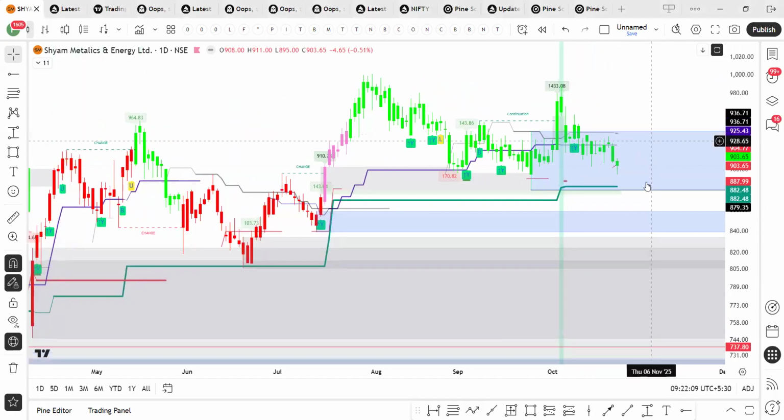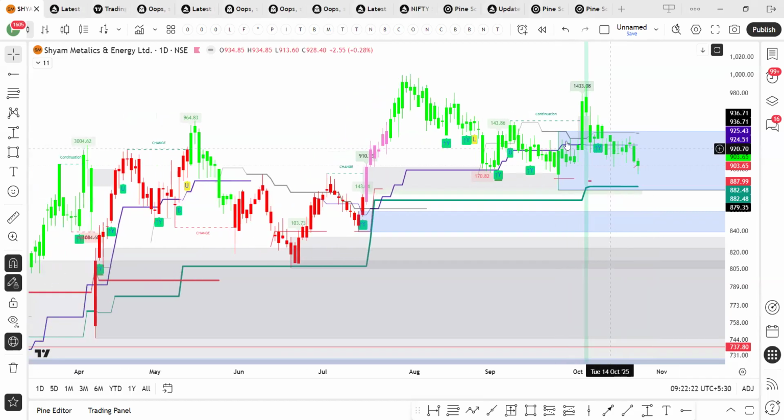So I will not buy at this current level. If it goes above the previous day's high, only then I will look to buy. If there is an entry, then I will look to buy. I will not buy it directly. Okay, that is Sham Metallics.